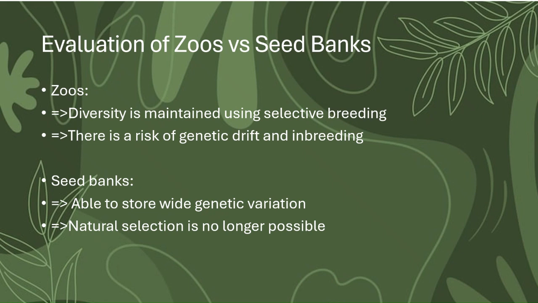So to look at zoos, diversity is maintained using selective breeding, and there is a risk of genetic drift and inbreeding taking place. Now, to look at seed banks, they are able to store a wide genetic variation. However, natural selection is no longer possible.